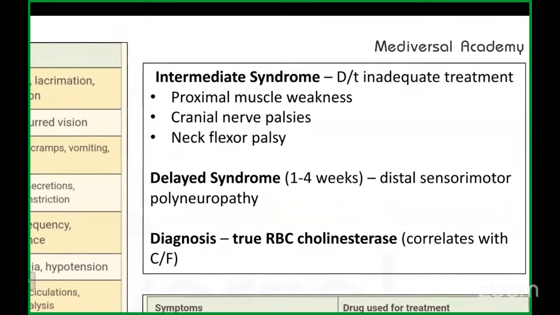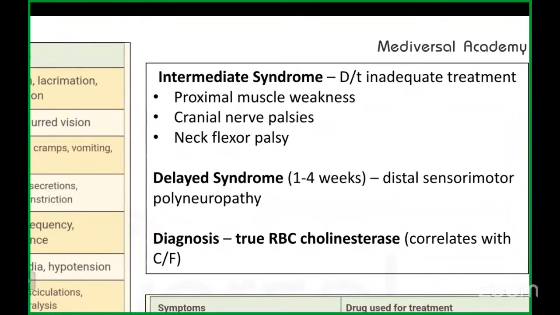What if you do not treat these patients early, or do not treat these patients properly? If the dose of atropine is not adequate, then 1 to 3 days after the attack, you find this typical syndrome, which is called intermediate syndrome, which was asked in an AIIMS examination 3 or 4 years back. It's due to inadequate treatment. There's proximal muscle weakness, multiple cranial nerve palsies, and neck flexor palsy.